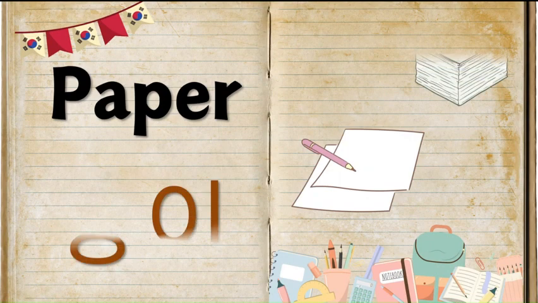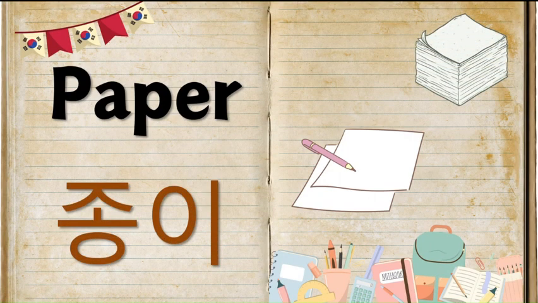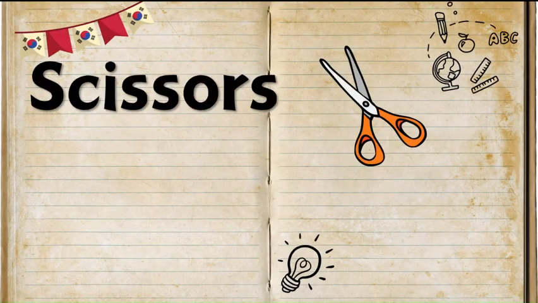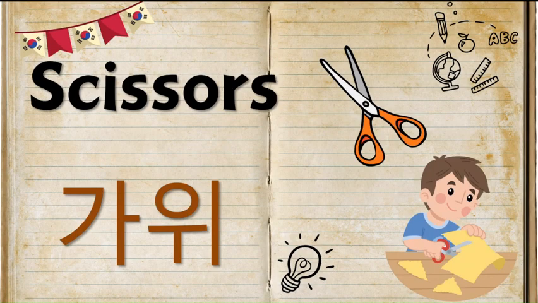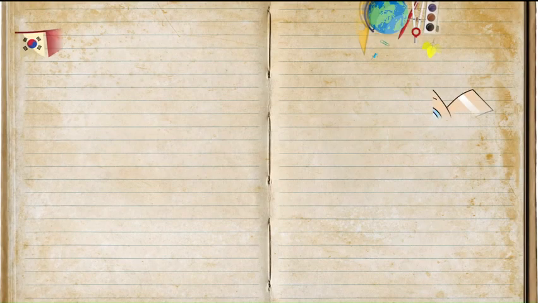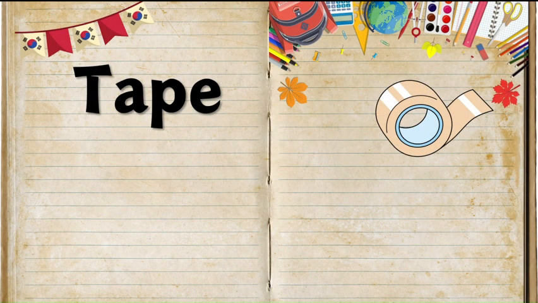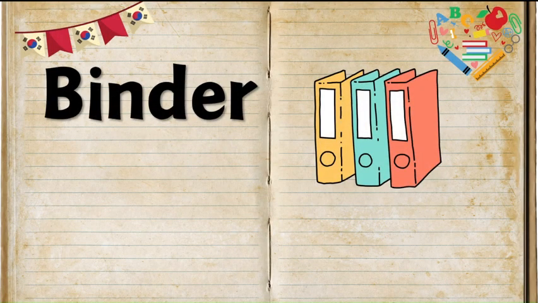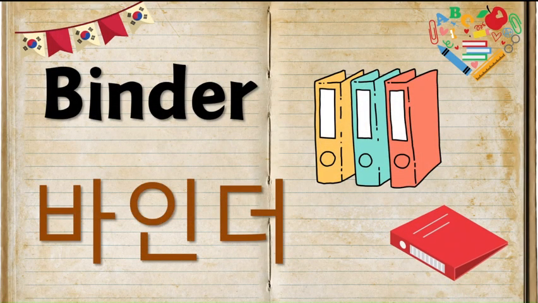Next comes the Korean word for paper, and that is 종이. And now let's see the Korean word for scissors, and scissors in Korean are called 가위. Next comes the Korean word for tape, and that is 테이프. Again, it is a loan word. And the last one is the Korean word for binder, and that is binder.